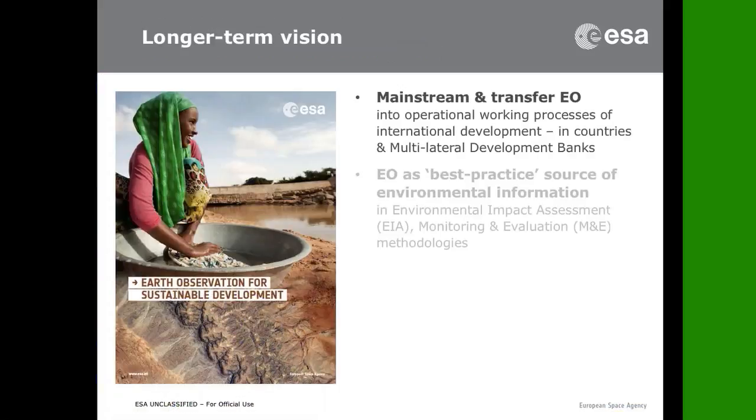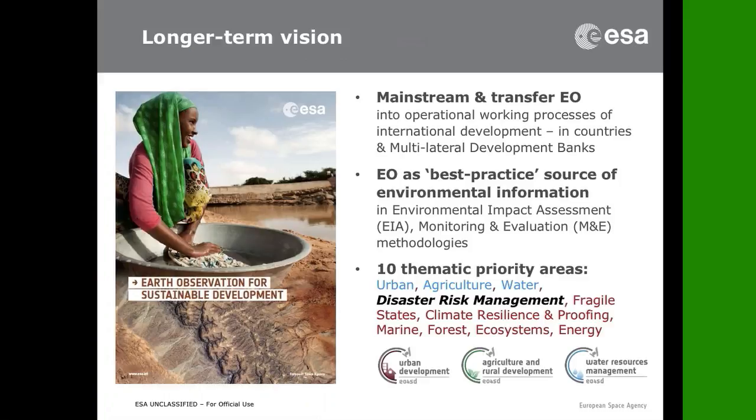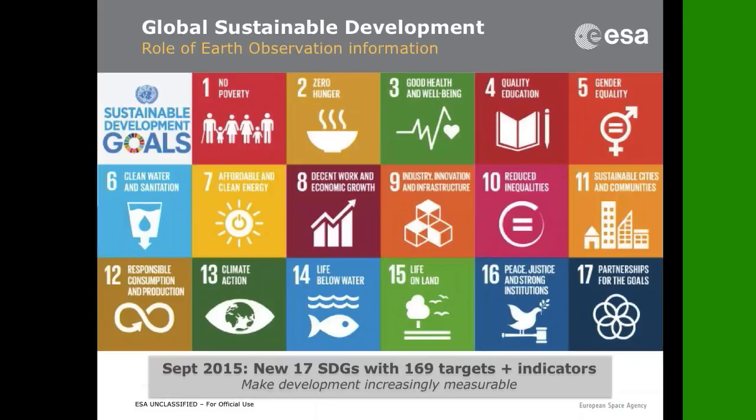In the sustainable development community, the longer term vision, so what we are working on right now, is the initiative called Earth Observation for Sustainable Development. We really try to mainstream and transfer Earth observation into the operational working processes and the workflow of the World Bank and international development in general. The idea is to really show that Earth observation can be a best practice source of environmental information for a lot of work that is done in that domain. We have 10 thematic priority areas identified, of which three are already active: urban, agriculture, and water. Disaster risk management, climate resilience, and fragile states are the next ones that we will start this year. And all of this is also integrated in the overall framework of UN and global sustainable development.